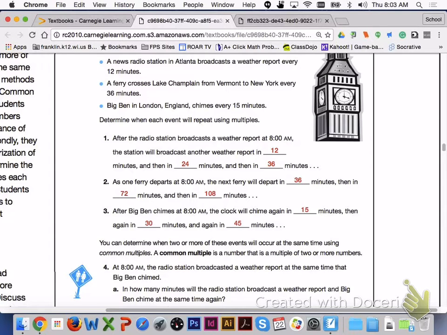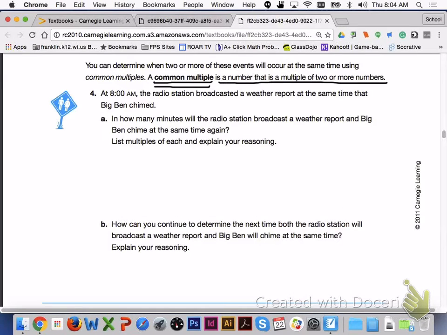For question number 1, the station will broadcast another weather report in 12, 24, and 36 minutes. For number 2, the next ferry will depart in 36, 72, and then in 108 minutes. And for number 3, the clock will chime again in 15, 30, and again in 45 minutes. You can determine when 2 or more of these events will occur at the same time using common multiples. A common multiple is a number that is a multiple of 2 or more numbers.